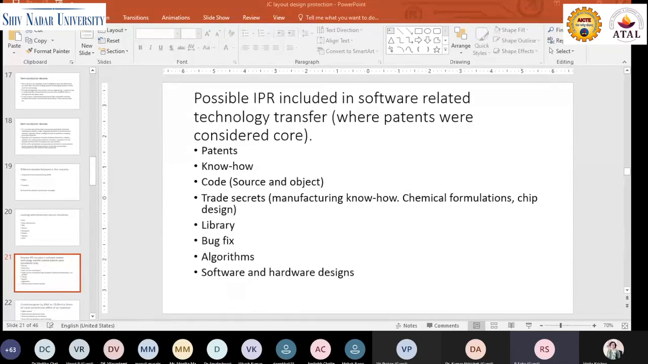Then manufacturing trade secrets will include manufacturing know-how, chemical formulations, chip design, and so on. Chemical formulation, because all this connectivity on the wafer takes place through a chemical etching process and other things. Then you have the library, the library of various codes and other things which you have with you. Then bug fixing is another important area. You'll see an example of what Google has been facing: algorithms, software, and hardware design. So all these things are there, and some of them may fall under patents. Some of them you can protect through copyrights. Trade secrets are straightforward. Some of the things may be IC layout design. Next, please.